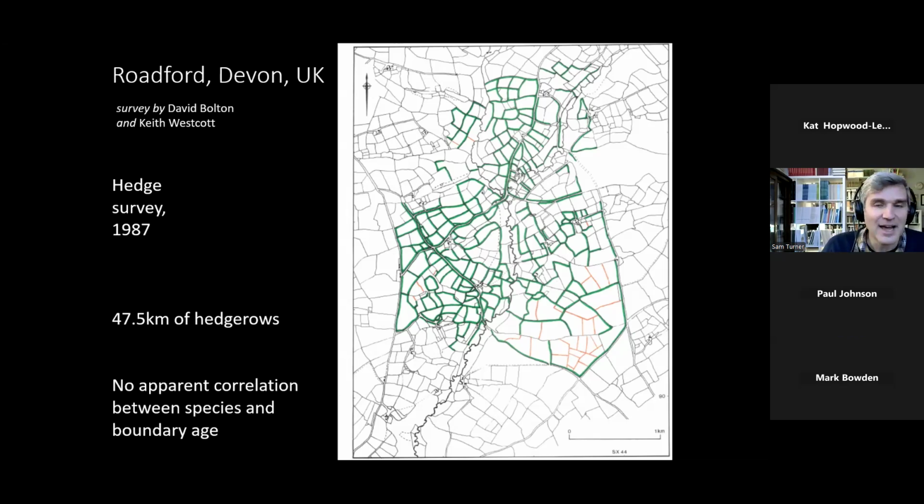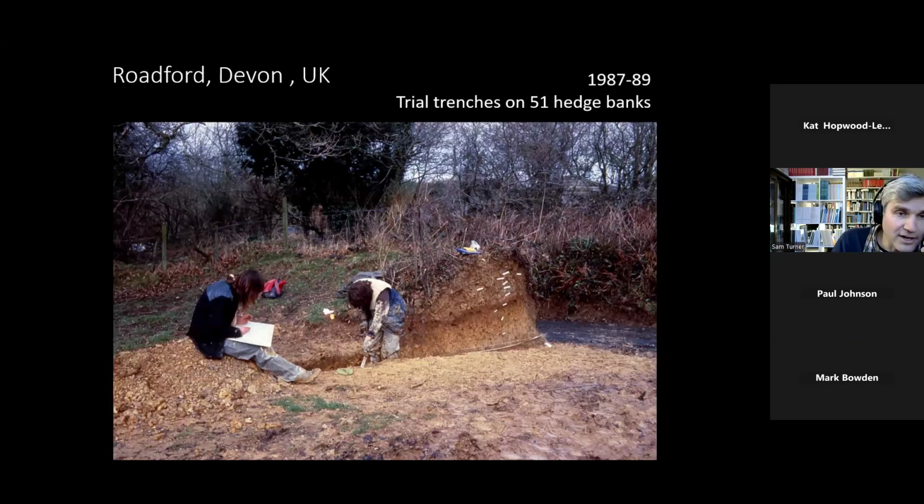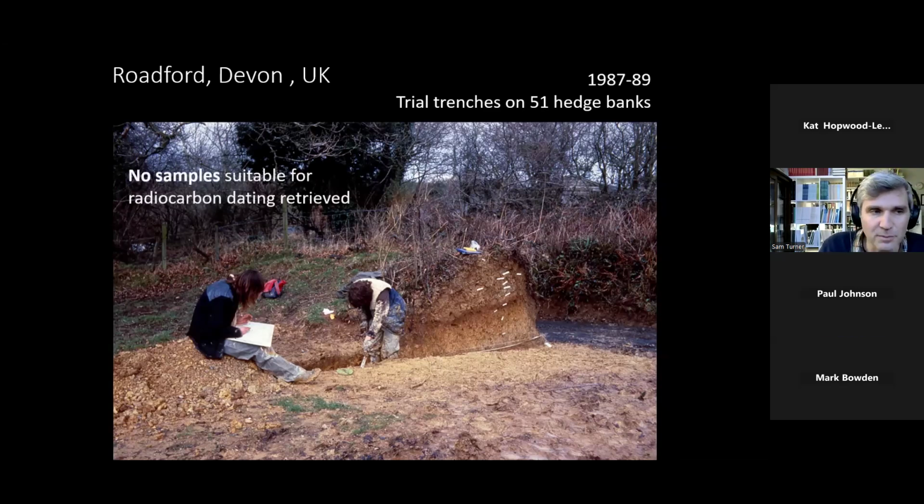So that's good. There, they'd done a hedgerow survey on nearly 50 kilometres of hedgerows. You see them in the diagram. And they'd trial trenched over 50 examples, and they had recovered 0 samples that were suitable for any kind of scientific dating that was available at the time.